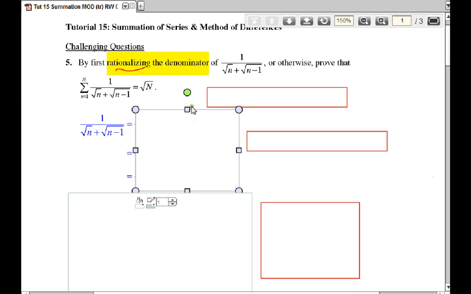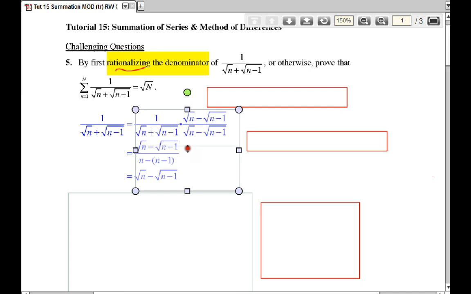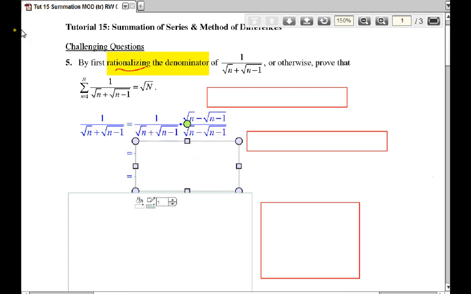Our first step now is to rationalize the denominator. Recall, how do we usually rationalize? We make use of the fact that here a plus b, a minus b. So what do we do? We multiply by this fraction here, which is essentially 1.